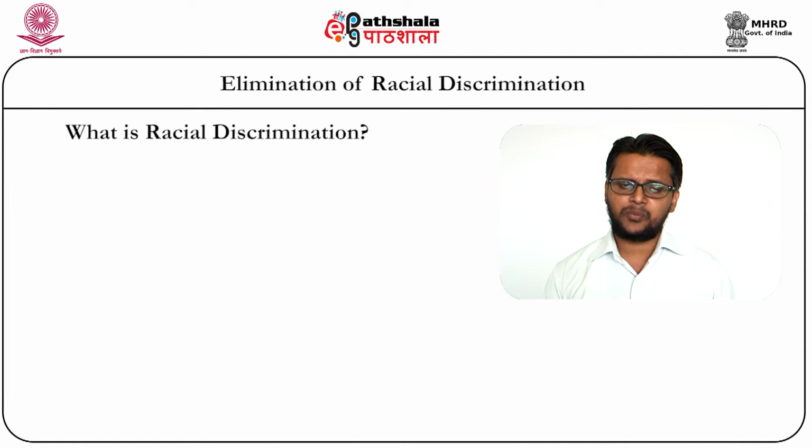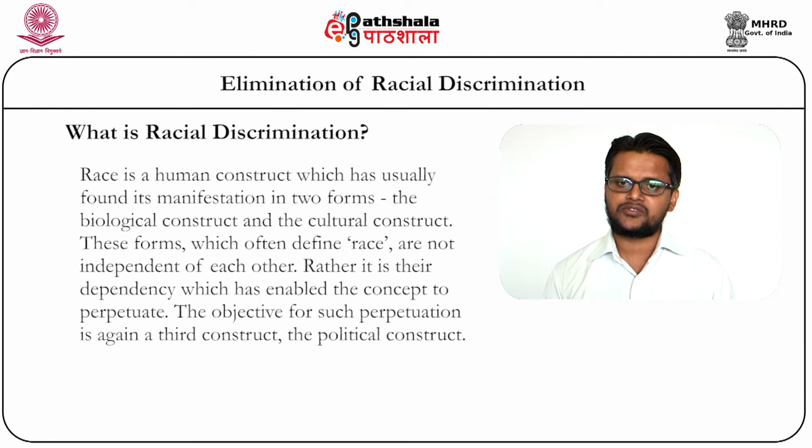On a more philosophical plane, race is a human construct which has usually found its manifestation in two forms, the biological construct and the cultural construct. These forms, which often define race, are not independent of each other. Rather, it is their dependency which has enabled the concept to perpetuate. The objective for such perpetuation is again a third construct, the political construct.